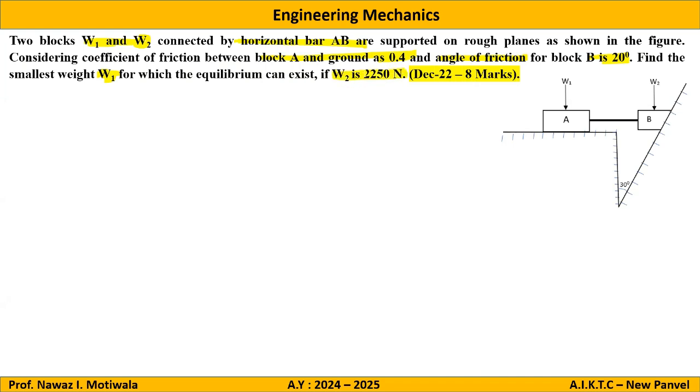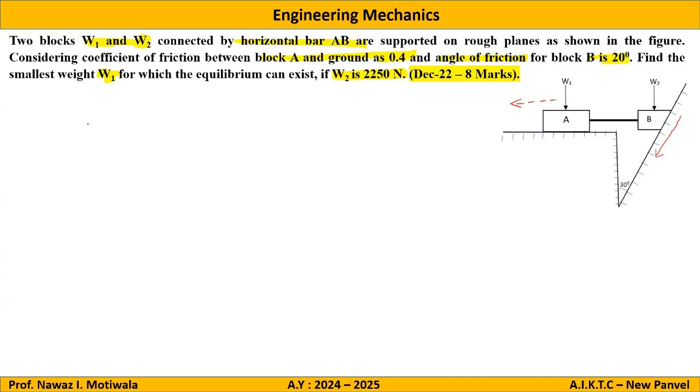Before proceeding further, we first decide the direction of motions for both the blocks. As block B has some self weight and it is kept on an inclined surface, it will try to move in this particular direction, that means down the plane. So this is the direction of motion for B. And as B moves down, this block A will try to move on the left hand side. So these are the directions of motions. Now let us start with the free body diagram of block A and block B.